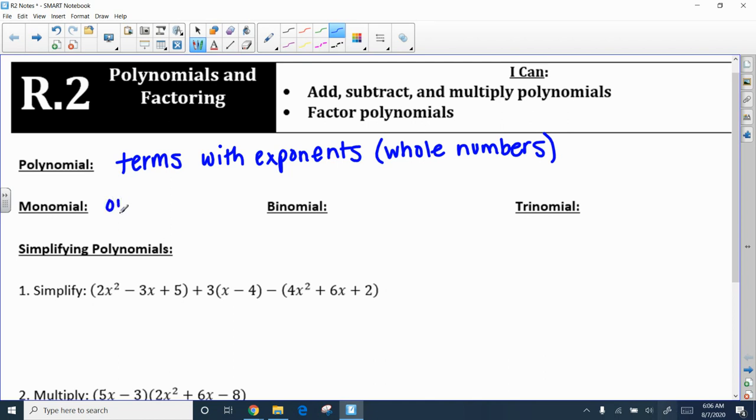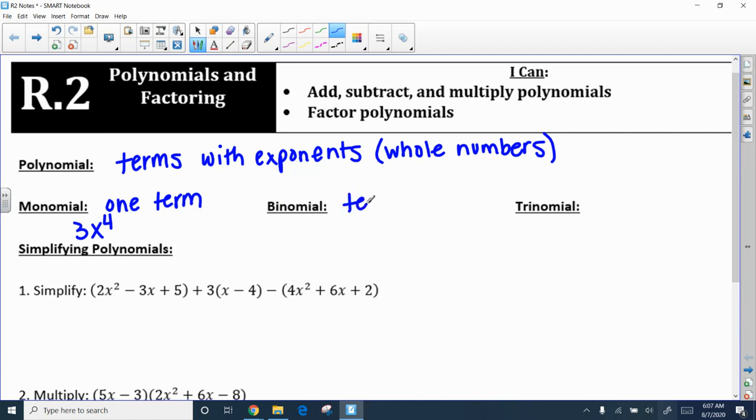A monomial just has one term. So maybe just something like 3x to the fourth power. That would be a monomial. It just has one term and it has an exponent that's a whole number. The number in front, if you remember, is called a coefficient. So 3 is the coefficient, and then this would have x to the fourth power.